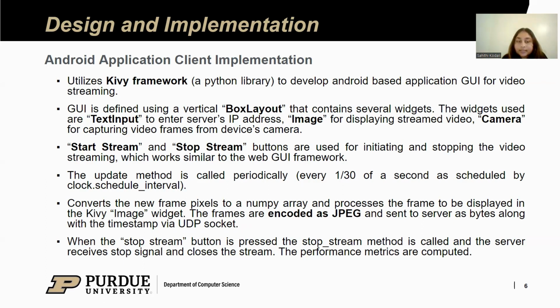The GUI is designed with a vertical box type layout, and the widgets used are a text input to enter the server's IP address to connect to that particular server, an image to display the streamed video, and a camera widget to capture the video frame from the device camera. Similar to the web GUI, there are start stream and stop stream buttons. When start stream is clicked, the image frames are sent as bytes. When stop stream is clicked, the stream stops.